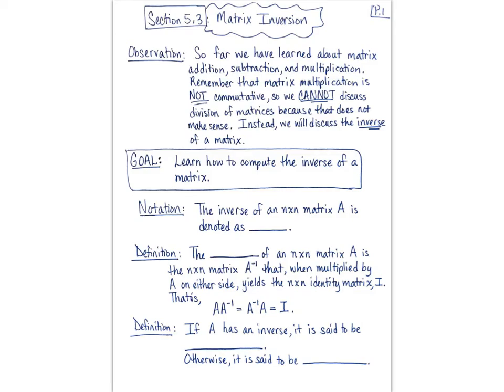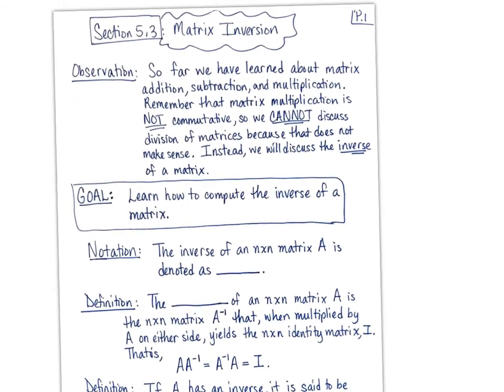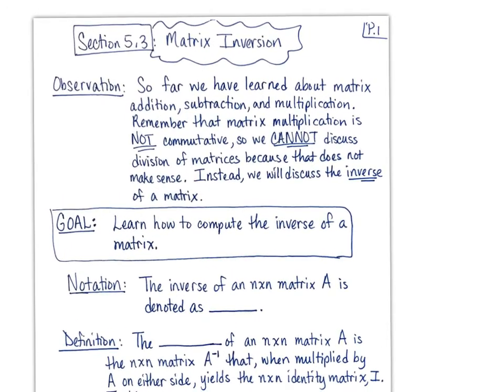Okay, so far in chapter 5, we've been talking about arithmetic operations with matrices. We've talked about how to add them, subtract them, and multiply them, or find the product. Now we're going to talk about finding the inverse. Matrix multiplication is not commutative, which means we cannot discuss the division of matrices because that does not make sense. Instead, we introduce a new idea called the inverse of a matrix. The goal of this section is to learn how to compute the inverse of a matrix.